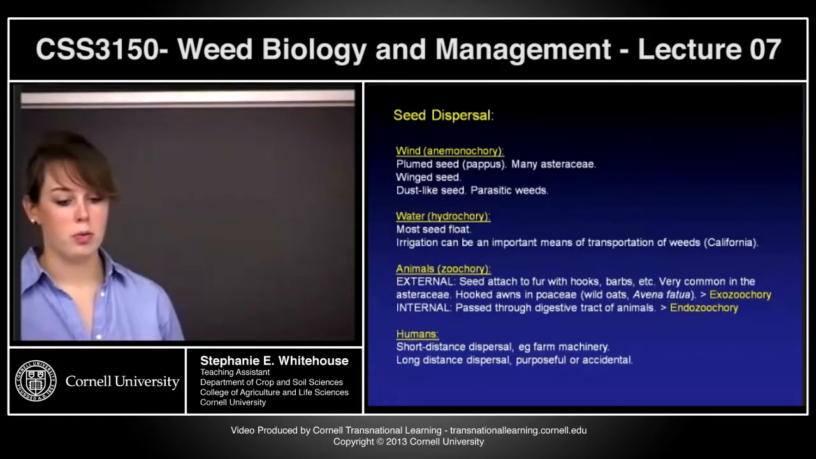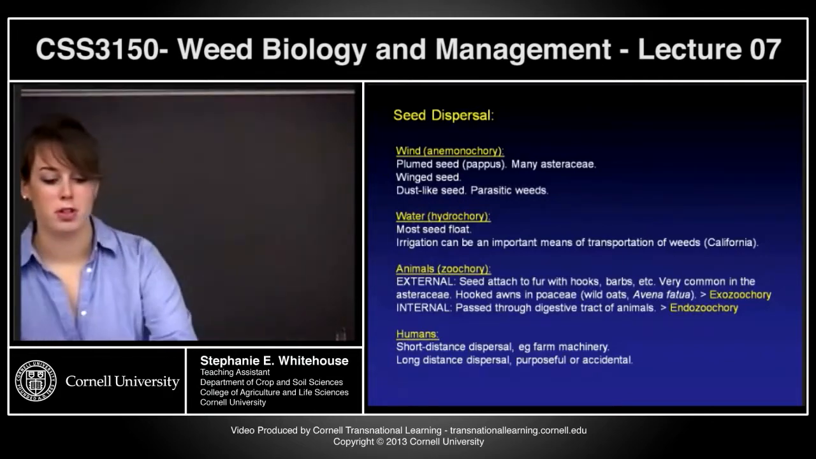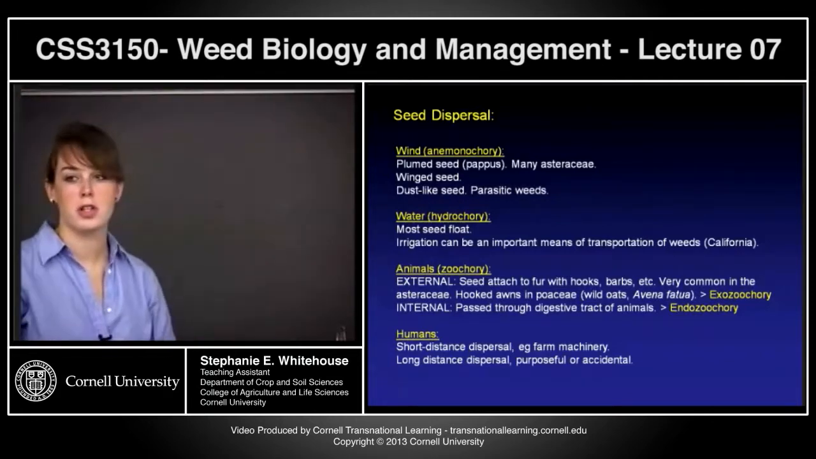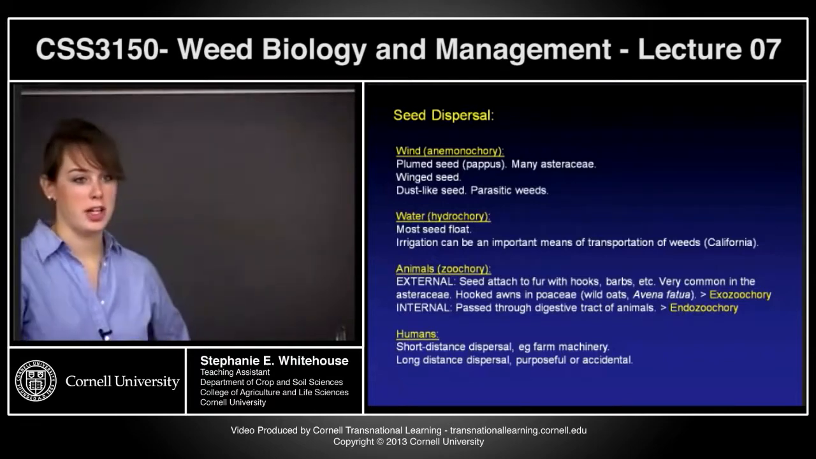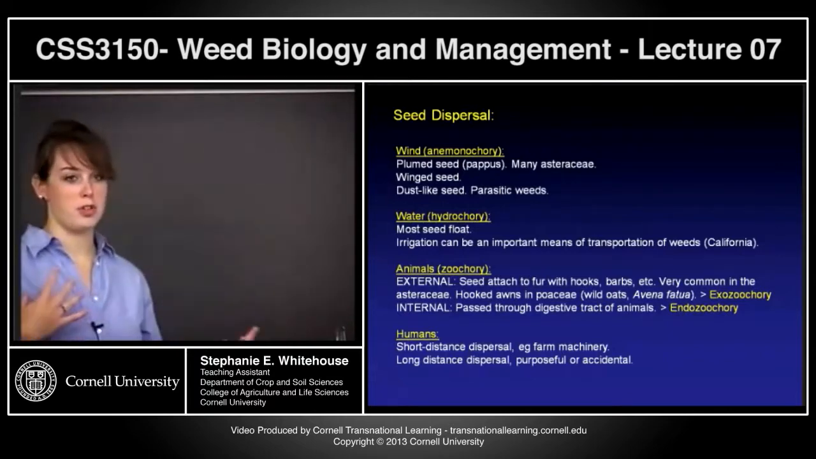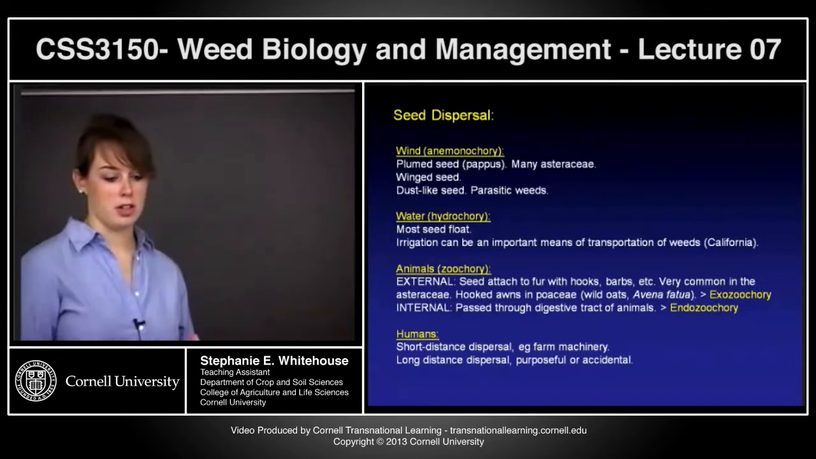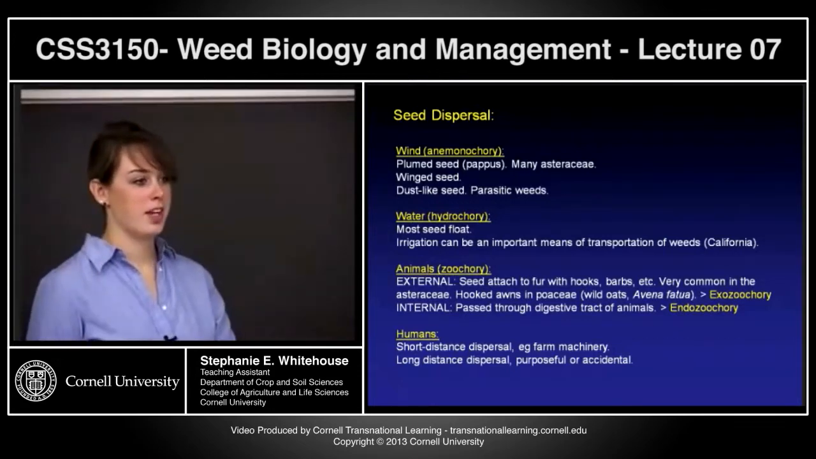Okay, so what are some examples of seed dispersal? First one we have is wind. What are some other examples, guys, that you can think of? How can seeds, just in general, whether they're weeds or regular plants, how can they be dispersed? Steven?